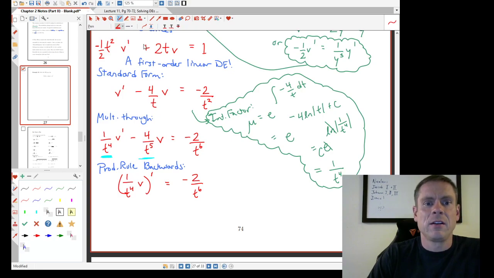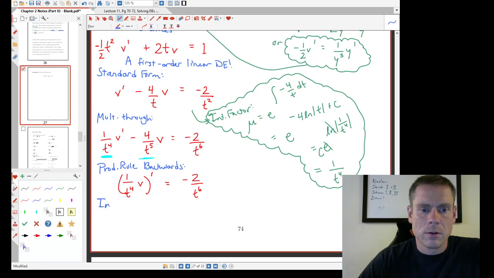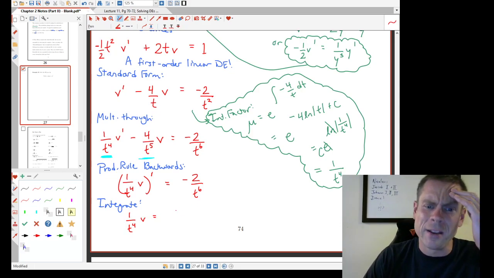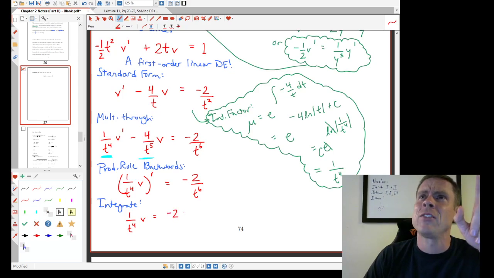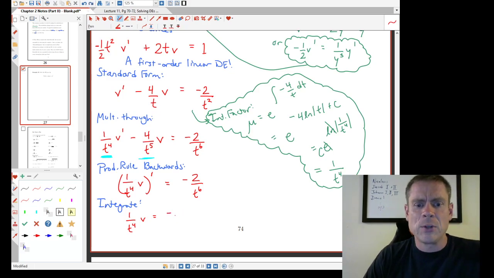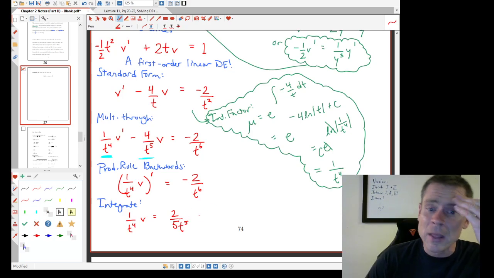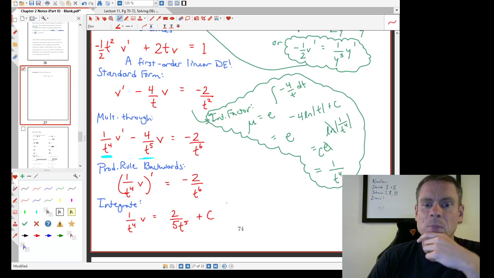We integrate, and if we integrate, as usual, the prime comes off the left. I integrate the right, it looks like it's just a power rule. Make sure you get this right, you know. It's going to be minus 2, we go up a power to minus 5 over the minus 5. So I think we should get a 2 over 5 with a t to the 5 on the bottom. Let me just make sure that that's true. I think that's good. And don't forget your plus c.